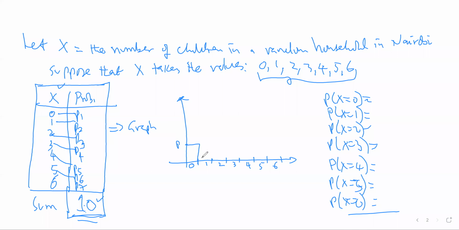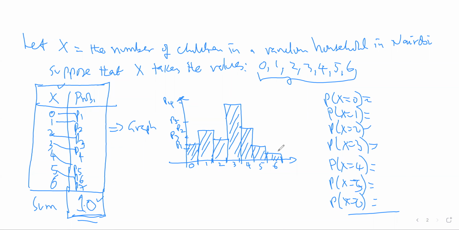So let's say this is P1. Let's say this is P2. Let's say this is P3. Let's say this is P4. These are just guessed values. Let's say this is P5. Let's say this is P6. And let's say this is P7, like that. So you can have a graph like that. That graph also represents a probability distribution. So this is your random variable X. Then on the vertical axis, you have probabilities.